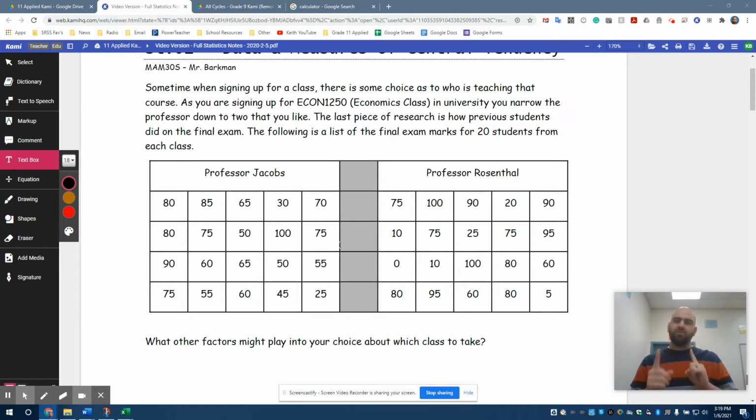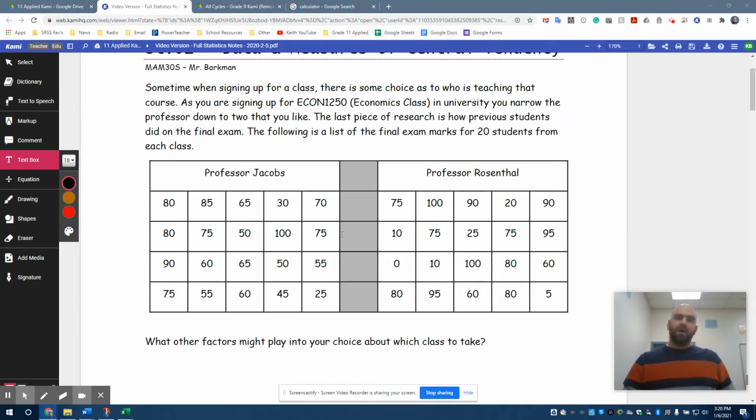You've pared it down to two different economics classes, one that's taught by Professor Jacobs and one that's taught by Professor Rosenthal. The piece of information you are looking for is the students in his class. How did they do in each case on their final exam? That's going to give us an idea as to maybe which class you want to be in based on the final exam results for each of those professors.